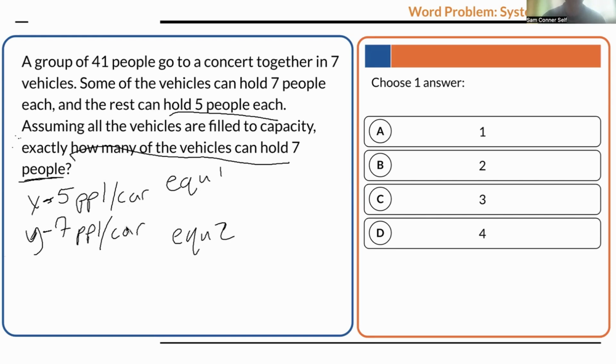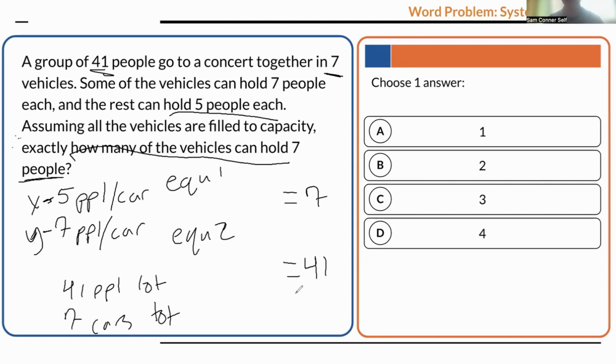All right, and then once we have that out, we're going to go back again to the beginning part of the question and pick out the rest of the information that we're going to use to build these equations. So it says that a group of 41 people go to a concert together in 7 vehicles. So there are 41 people total and 7 cars total. When they give you two total amounts, what that means is that for the equations, one of these is going to be equal to 41 and one of them is going to be equal to 7.